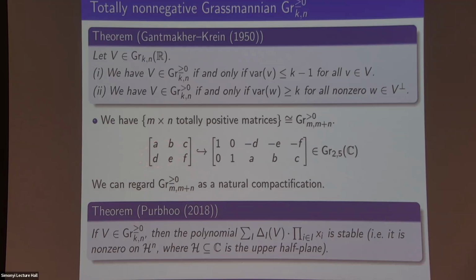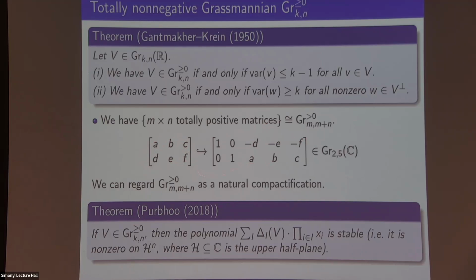For example, there's work of Farber and Postnikov where they study maximum and minimum collections of minors for totally positive matrices, and it was important that they move the problem into the Grassmannian.